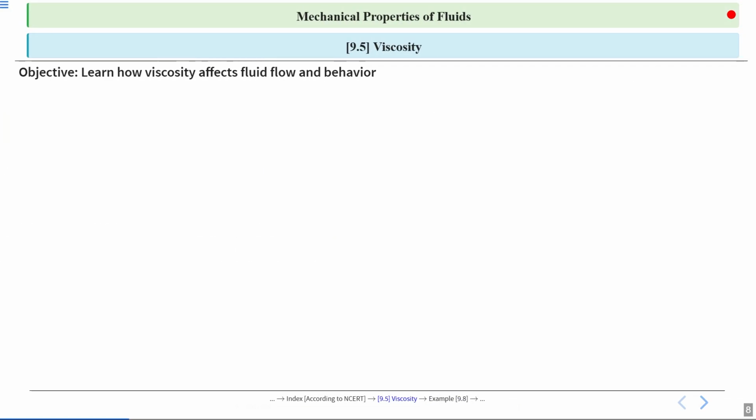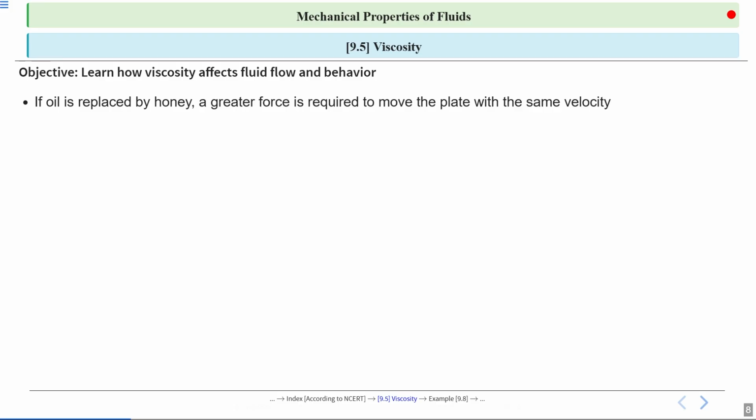So, imagine you have a plate moving over a layer of oil and then you replace the oil with honey. You will notice that you need to push much harder to move the plate at the same speed when using honey. This is a direct observation of how different fluids resist motion.